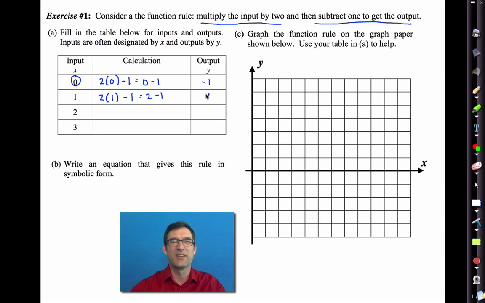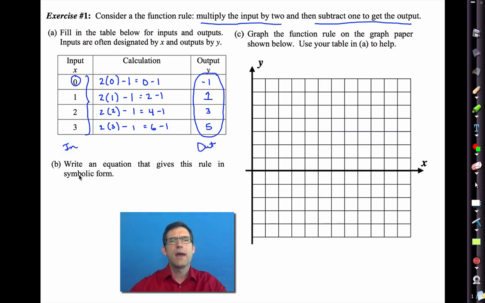Sorry, it doesn't quite look like a 1. That looks a little bit better. When my input is 2, and I multiply it by 2, and then subtract 1, I get 4 minus 1, which gives me an output of 3. And then when I multiply my input of 3 by 2 and subtract 1, I get 6 minus 1, and I get 5. All right, so that's simple enough, right? Inputs, outputs. And only one. Notice we only had one output for each of those given inputs.